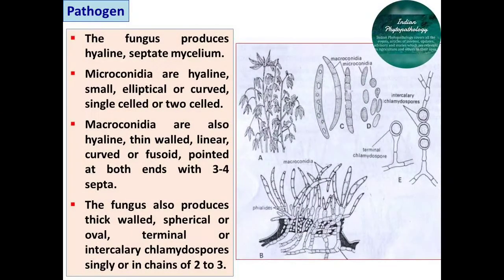This fungus produces micro as well as macroconidia, which are thin-walled and septate. Similarly, it also produces terminal or intercalary chlamydospores. The chlamydospores are resting structures produced by this fungal pathogen. Here you can see in the images.